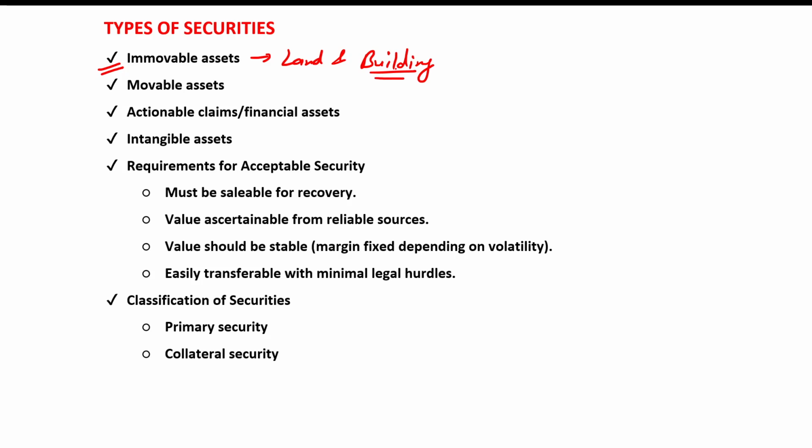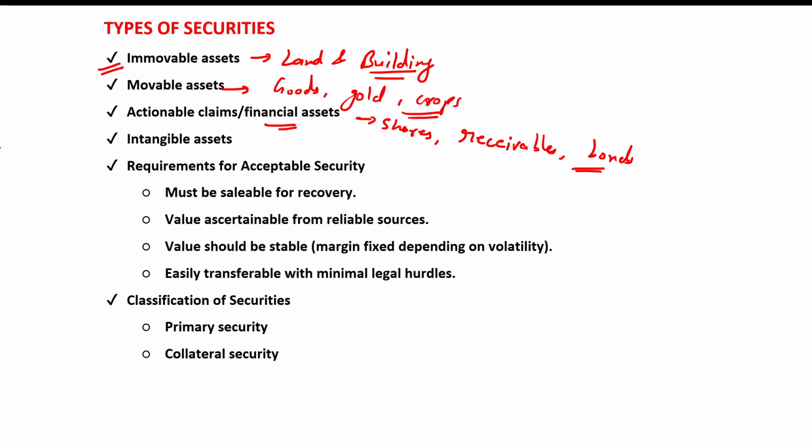Simply, the security which you cannot move from here to there. So land and building, a machinery which is fixed to the ground. Movable assets include goods, vehicles, gold ornaments, crops, etc. Financial assets or actionable claims include receivables, shares, bonds, insurance policy. Intangible assets are those assets which you cannot see or touch, like goodwill, brand value, intellectual property.